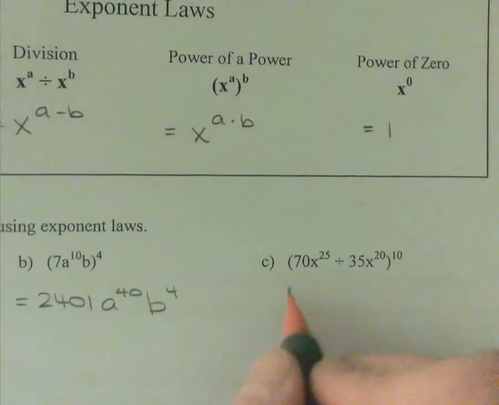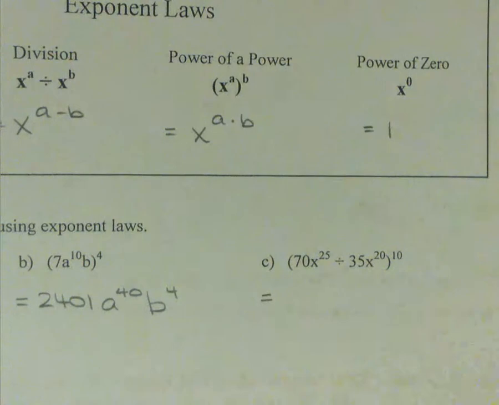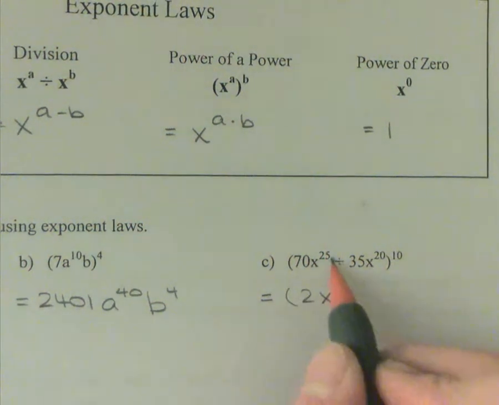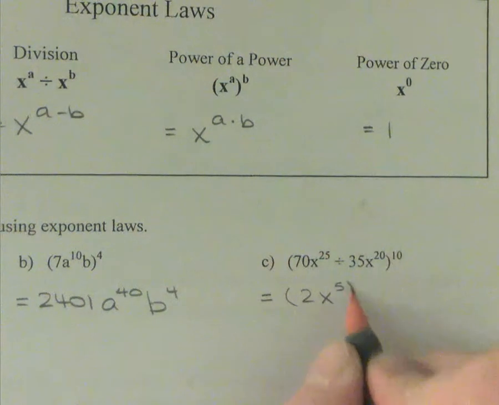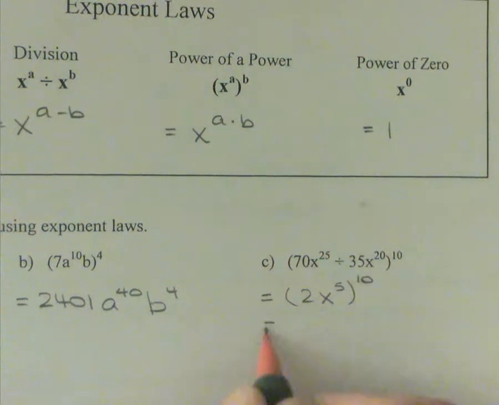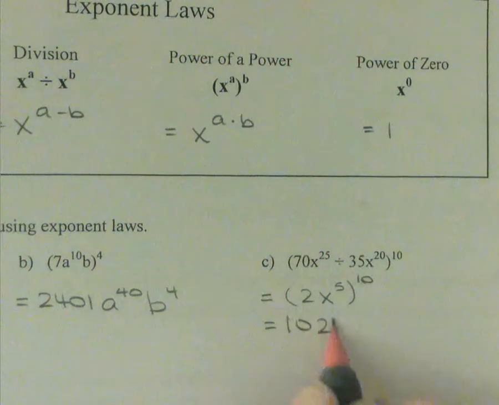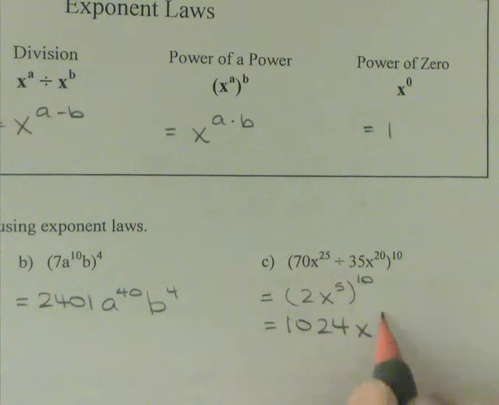If I look at this next one, I need to do brackets first. So I'm going to do 70 divided by 35 first. And then I get 2x. I'm going to do dividing, so I'm going to subtract the exponents to the power of 5. And then that's to the power of 10. I'm going to do 2 to the power of 10, which gives me 1,024. And then I multiply, which gives me x to the power of 50.